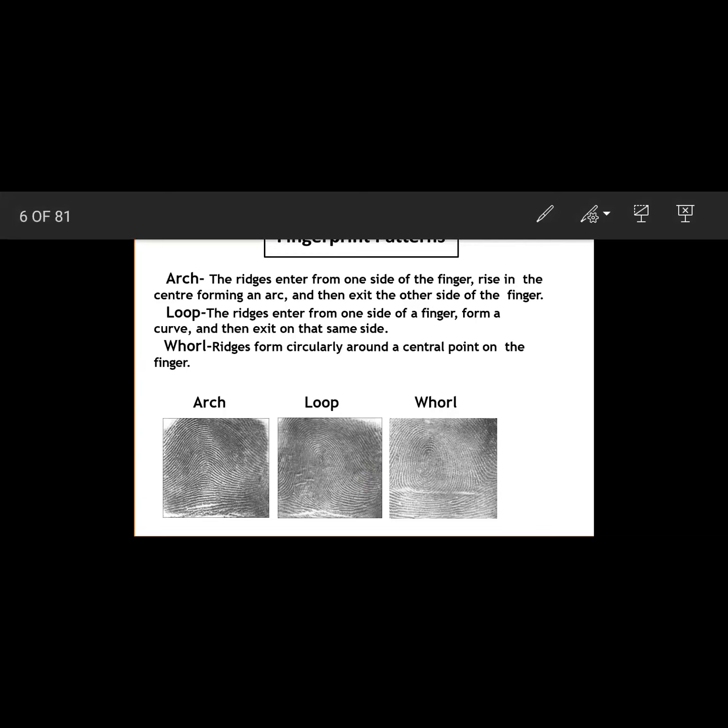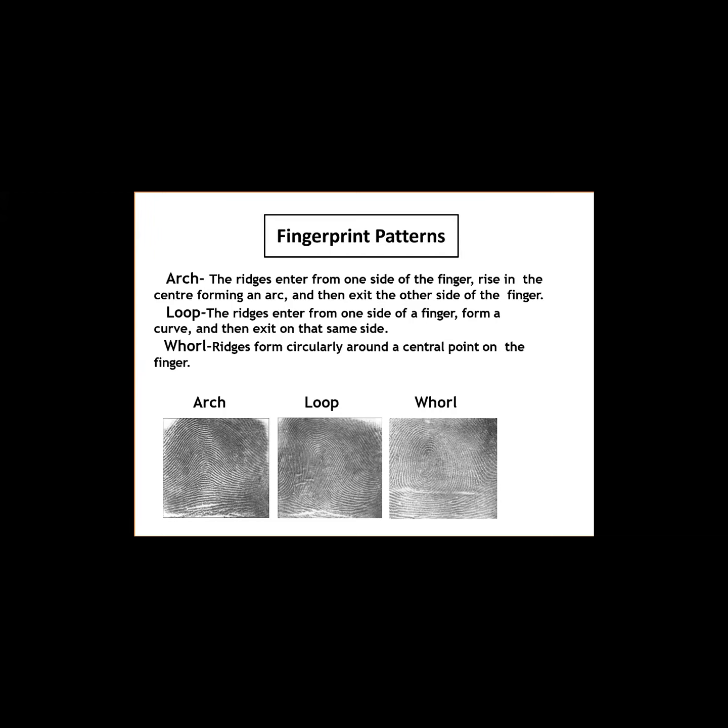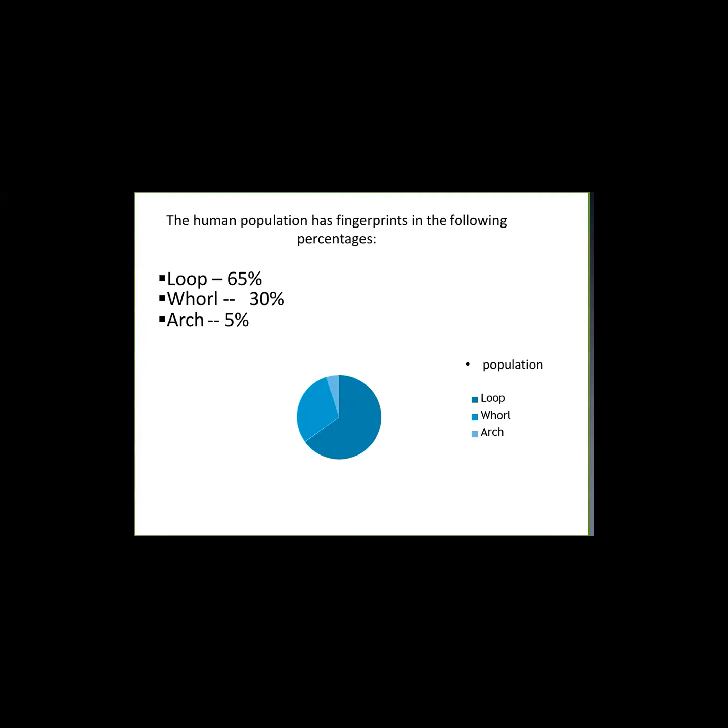First one is arch. In an arch, the ridges enter from one side of the finger, rise in the center forming an arc, and then exit the other side of the finger. The second one is loop. The ridges enter from one side of the finger, form a curve, and then exit on that same side. And the third is whorl. Ridges form circularly around a central point on the finger. In the human population, loops are found about 60 to 65%, whorls about 30%, and arches about 5%.